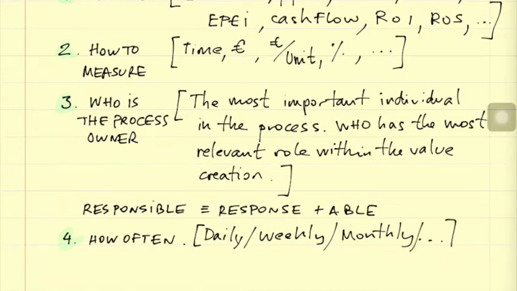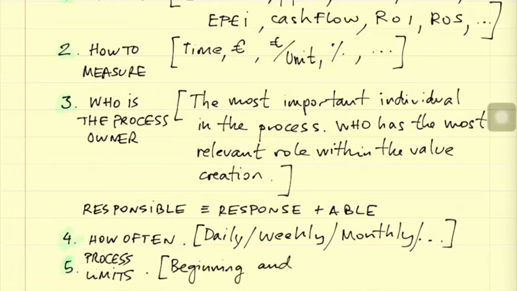And the fifth thing we decide is the limits of the process, beginning and end. So where does it start and where does it finish?